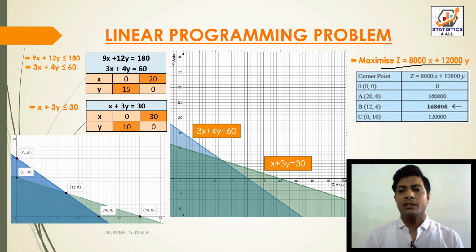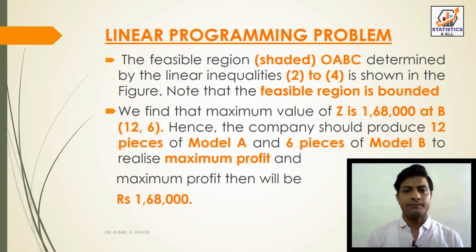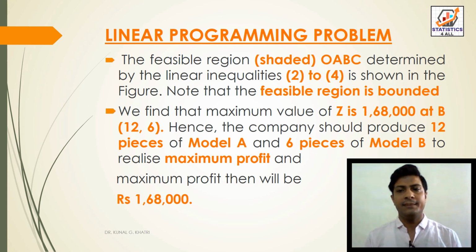So here we can see that 1,68,000 is the highest value. So our maximum Z is at the point 12 6, which has the highest value 1,68,000. So here we can conclude that the feasible region shaded OAB by the linear inequalities 2 to 4 is shown in the figure. Note that the feasible region is bounded. We find that the maximum value of Z is 1,68,000 at B, that is the 12 6 corner point. Hence the company should produce 12 pieces of model A and 6 pieces of model B to realize maximum profit, and the maximum profit then will be rupees 1,68,000.